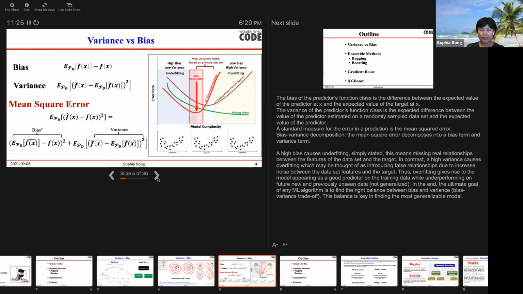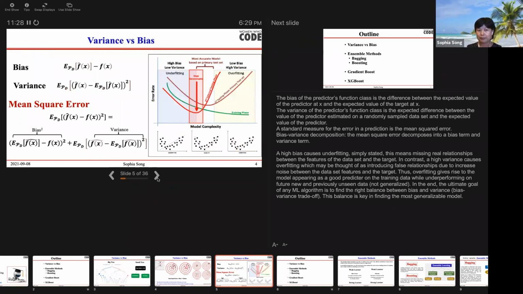So here I give you some mathematical expression for the bias and variance. For the bias, if you build several models with your data set, you take the expectation value of the models' output, then subtract the target value. That's the bias. The variance is, for each model, the prediction minus the expectation of all the models' output, then take the average. That's the variance.